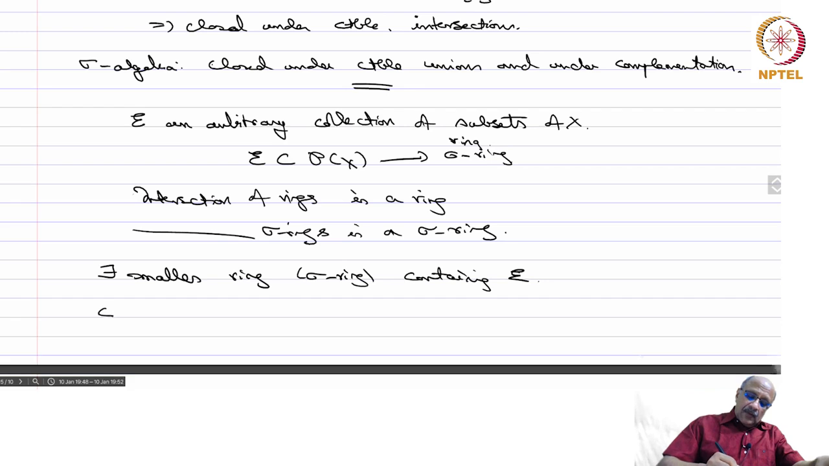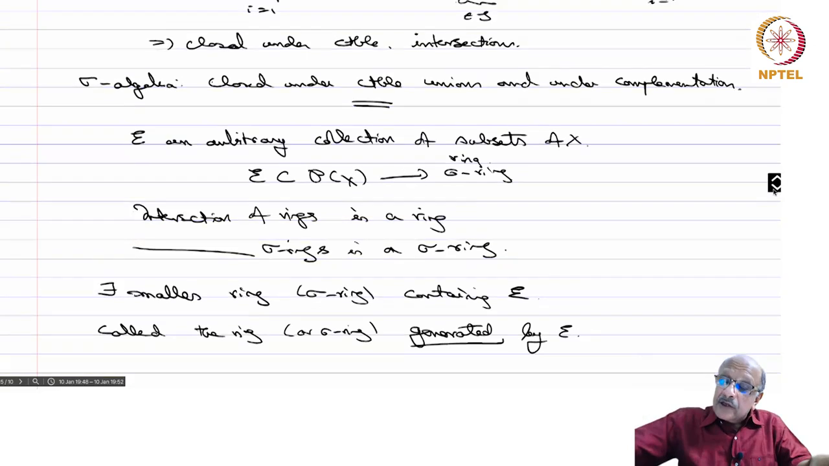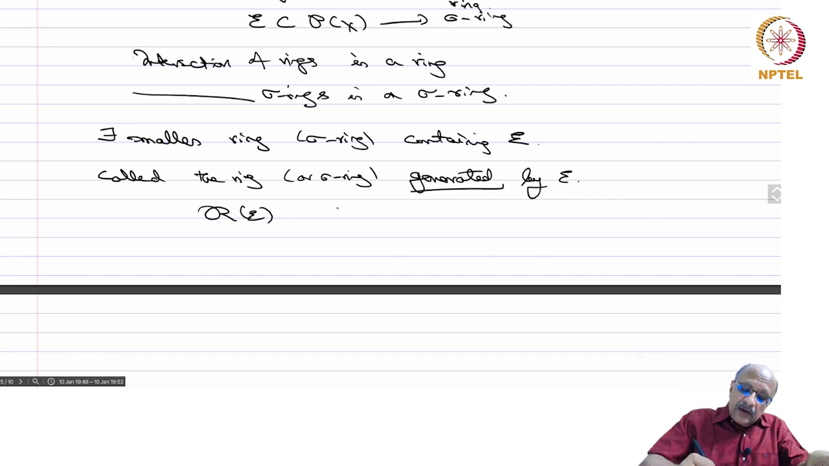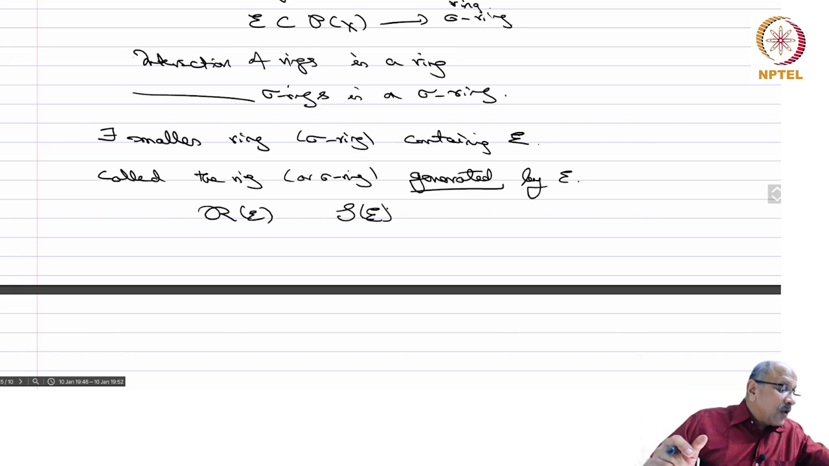So this is called the ring or sigma ring generated by E. The notation for this is, if it's a ring you have R of E, and if it's a sigma ring we will call it S of E. So given any arbitrary collection of sets, we will choose the smallest ring which contains it, or the smallest sigma ring which contains it, and that will be called R(E) or S(E).